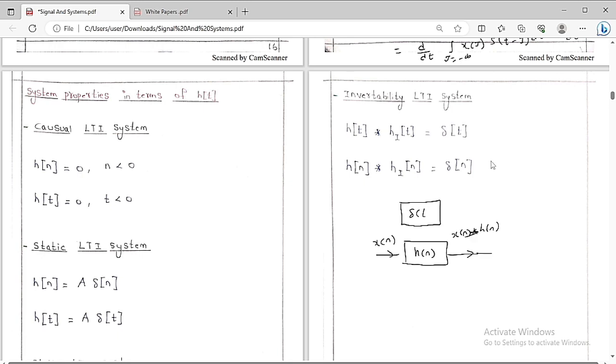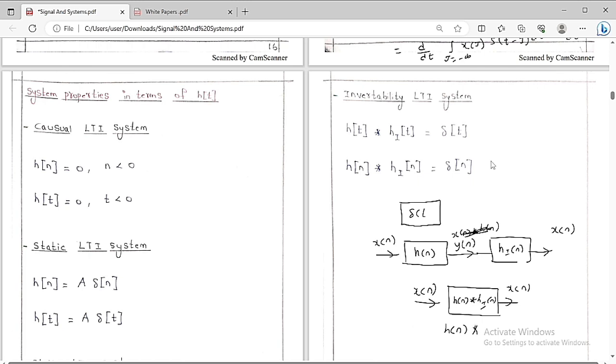Listen carefully. Suppose this is another system, having the impulse response hi of n. Whenever two systems are connected in cascade, the simplified system will have an impulse response h of n convolved with hi of n. Suppose the input is x of n, and you want the output to be the same, x of n. Then definitely h of n convolved with hi of n should be equal to delta of n. Then only this is possible. This is what I am trying to tell you.